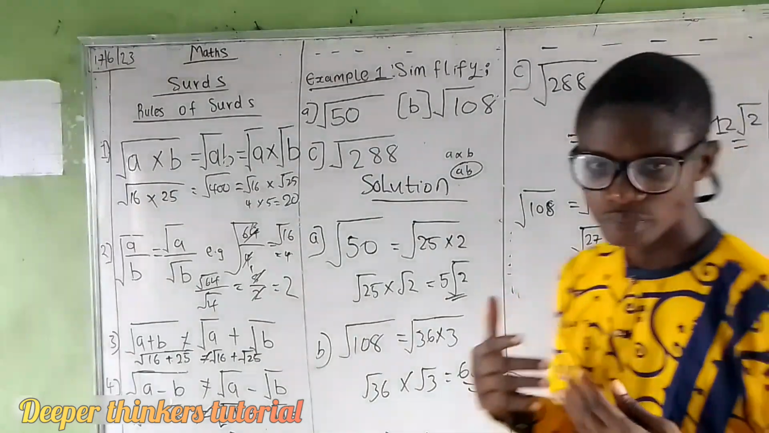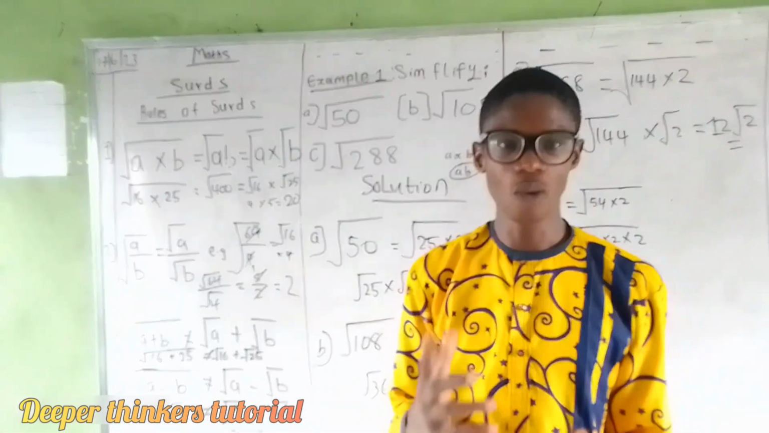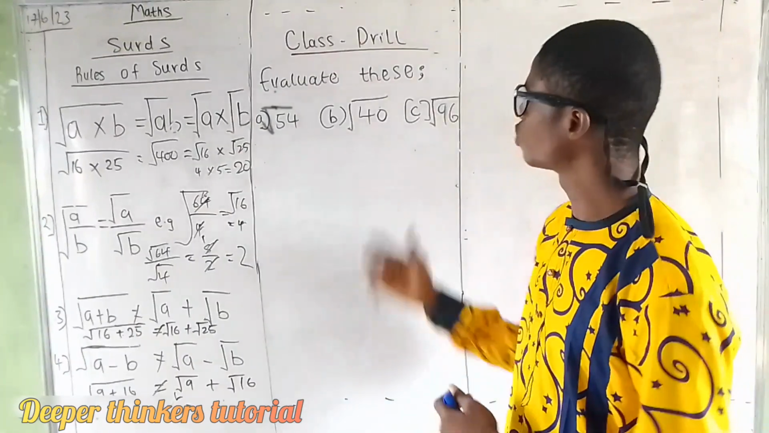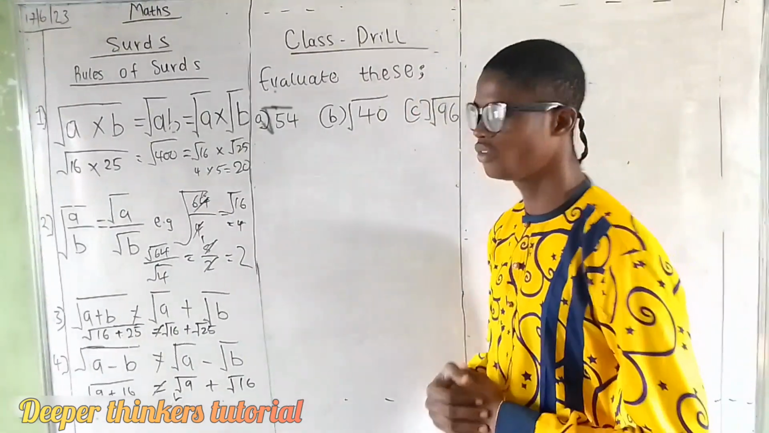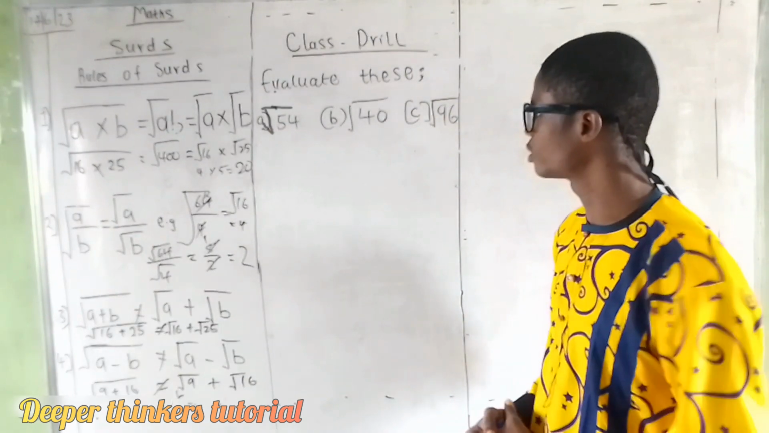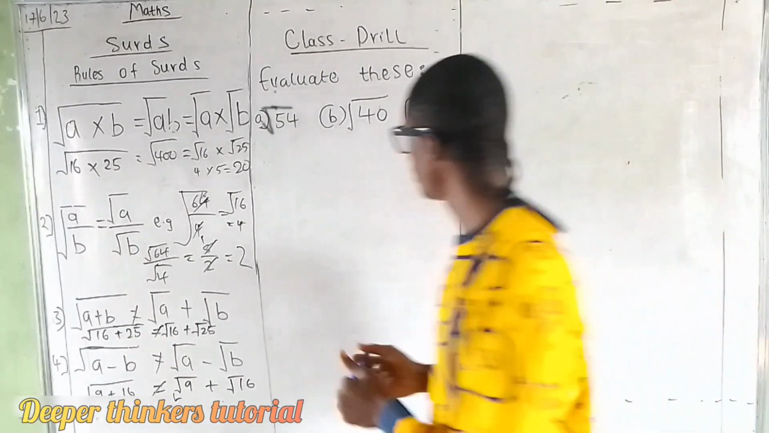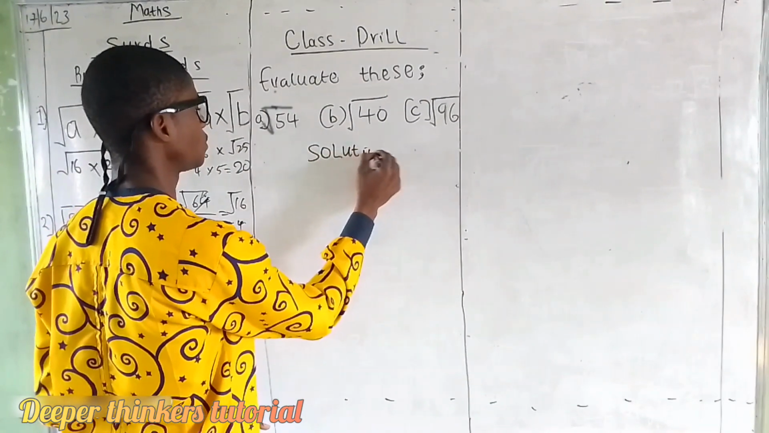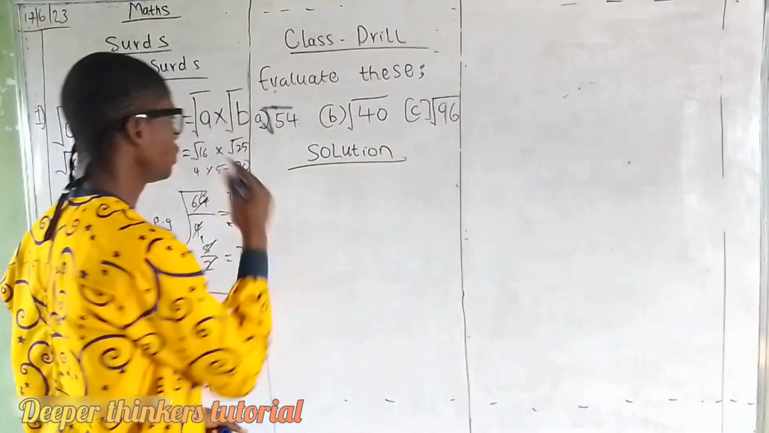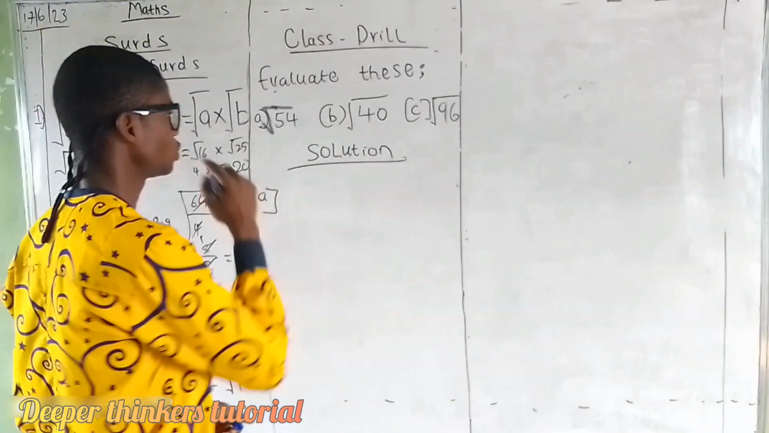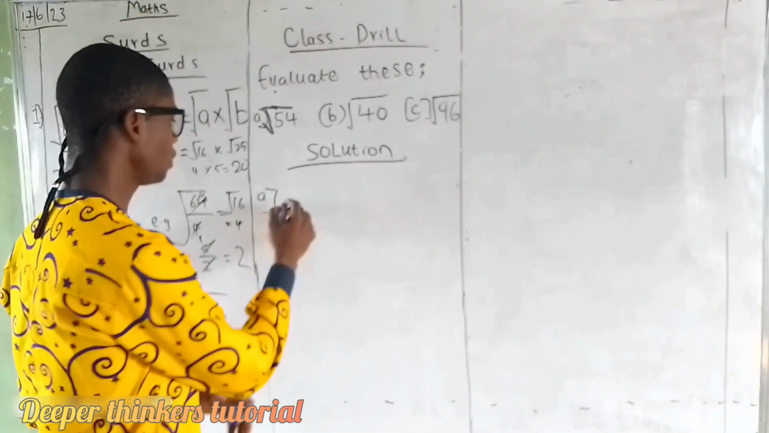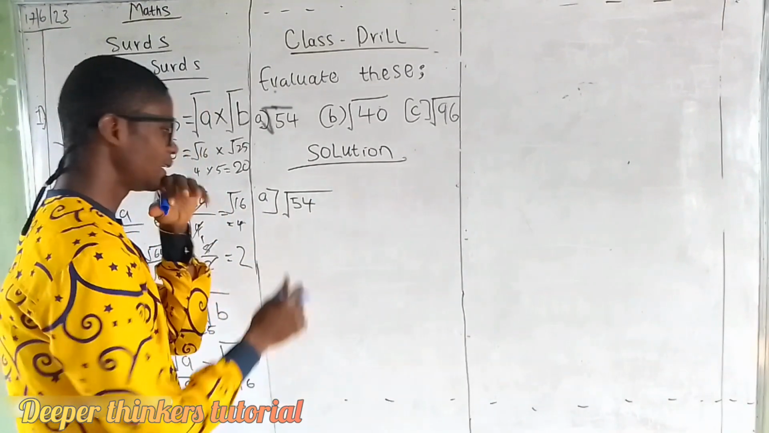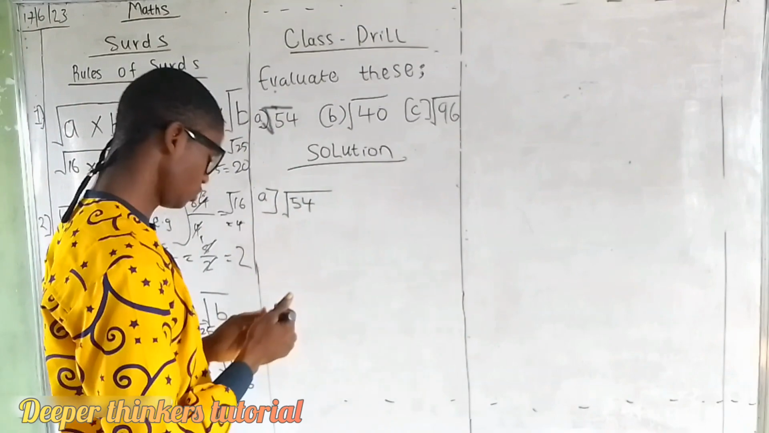So I want us to take one more question now. We're taking more questions on this, and I would like you to solve this one in the class, to solve it briefly before we see the answer. Now I believe you have done that. Now we have the solution. We have A. You can pause it and solve it before we start. We have 54. Now what are the perfect squares here?